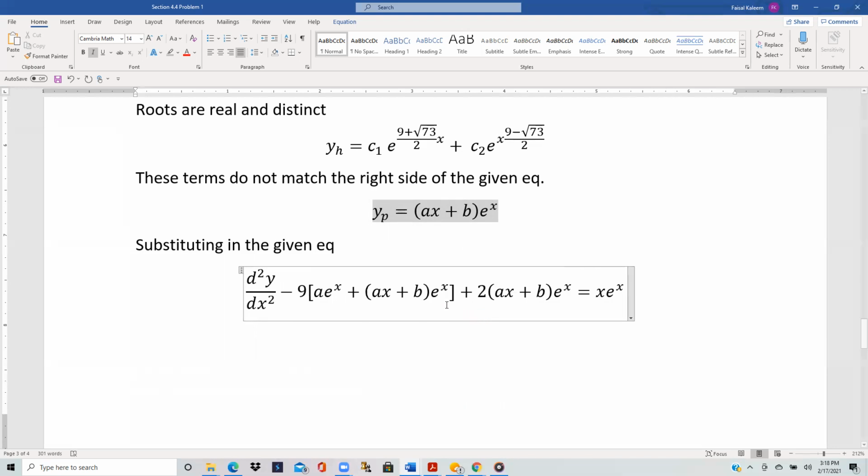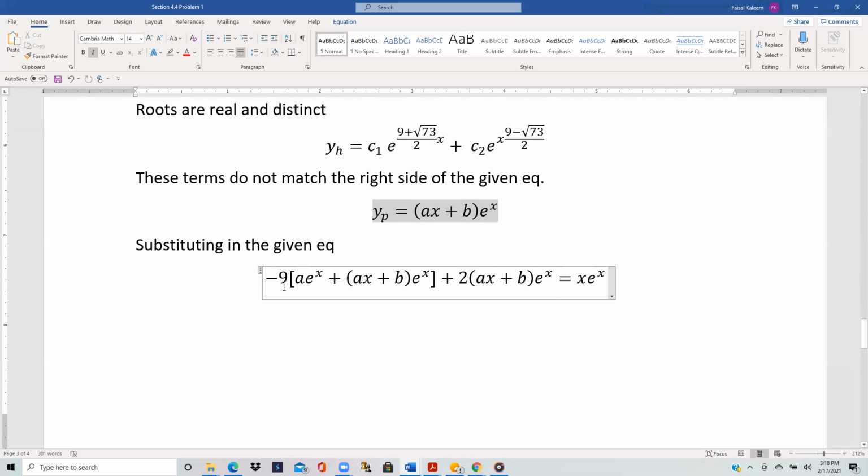Okay, so you see, this was negative 9 dy over dx, so negative 9 is outside, and the dy over dx is this one. That's the derivative of this whole expression. And now it's a second derivative. So this bracket thing was the first derivative. So take the second derivative of f. Derivative of aex is just aex. And then this ax plus b times e to the x.